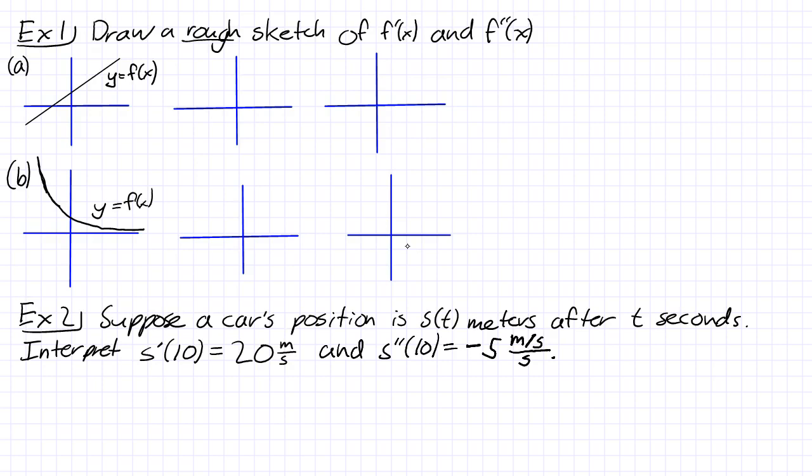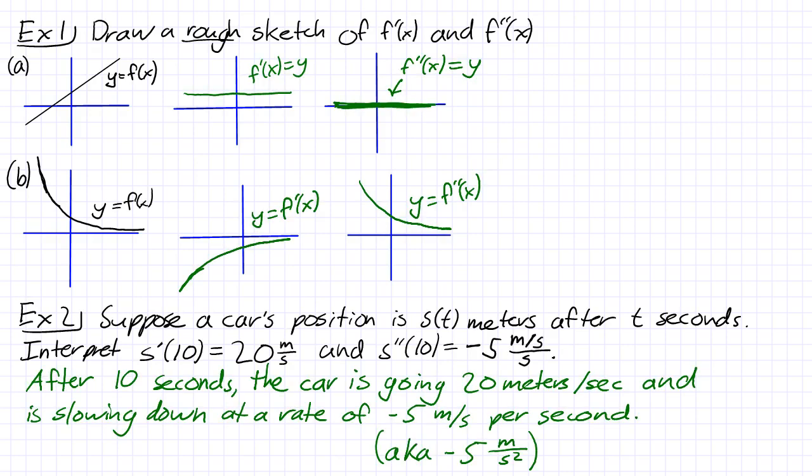And then for example 2, suppose we have a car's position function. Interpret both of these facts. S double prime of 10 is -5 meters per second per second. If that's confusing, don't bang your head against the wall. But let's pause it and give these a shot, and the answers will appear in 3, 2, 1. And here are these answers.